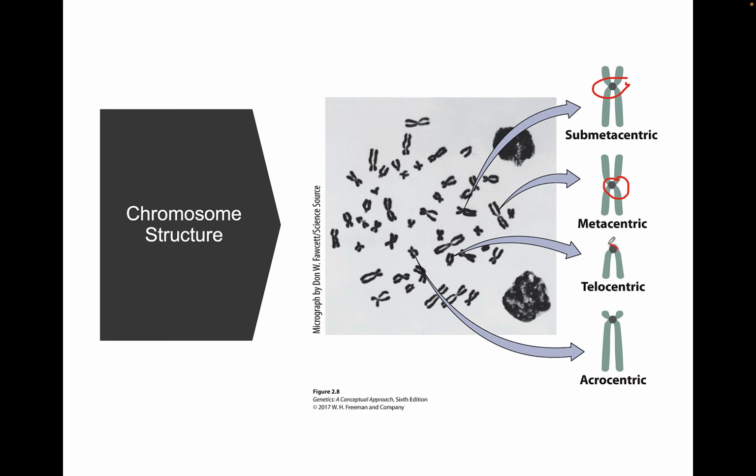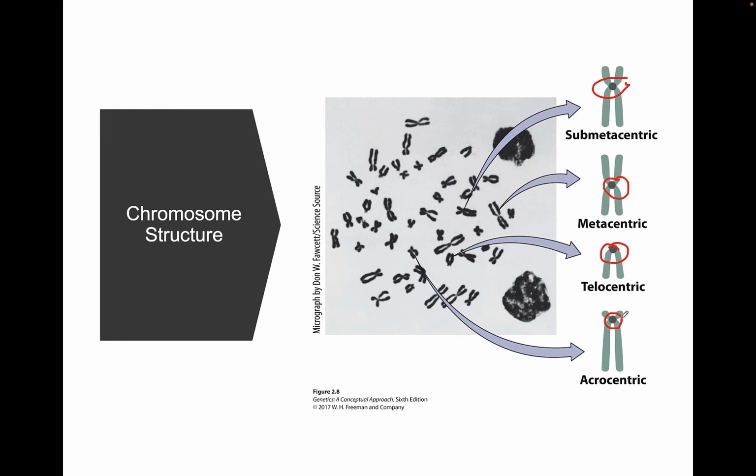Telocentric is where the centromere has terminalized to the end of the chromosome, so it does not have two equal parts. The centromere is on the end of the chromosome. And then we have acrocentric. Acrocentric is where you have just a little bulb on the end of the chromosome, because the centromere is towards the end. So you have a small piece of the chromosome on one end and a larger portion on the opposite end, which can sometimes be referred to as stalk and bulb.